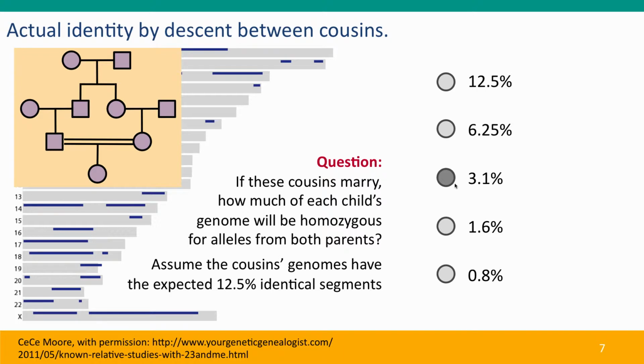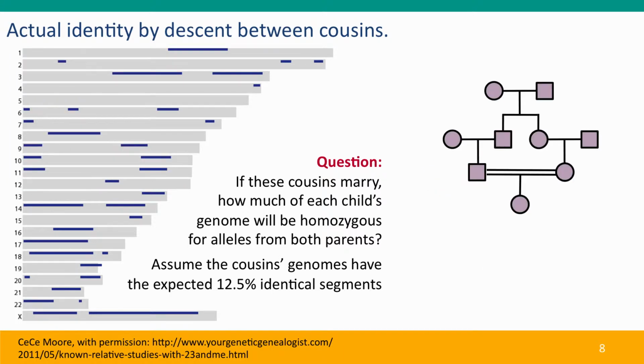The answer is we expect about 3% of each child's genome to be homozygous for alleles that are in their parents because their parents are cousins and inherited these alleles from one or another of their common ancestors. How do we get this number? Well, I'll show you. It's really quite easy to understand.